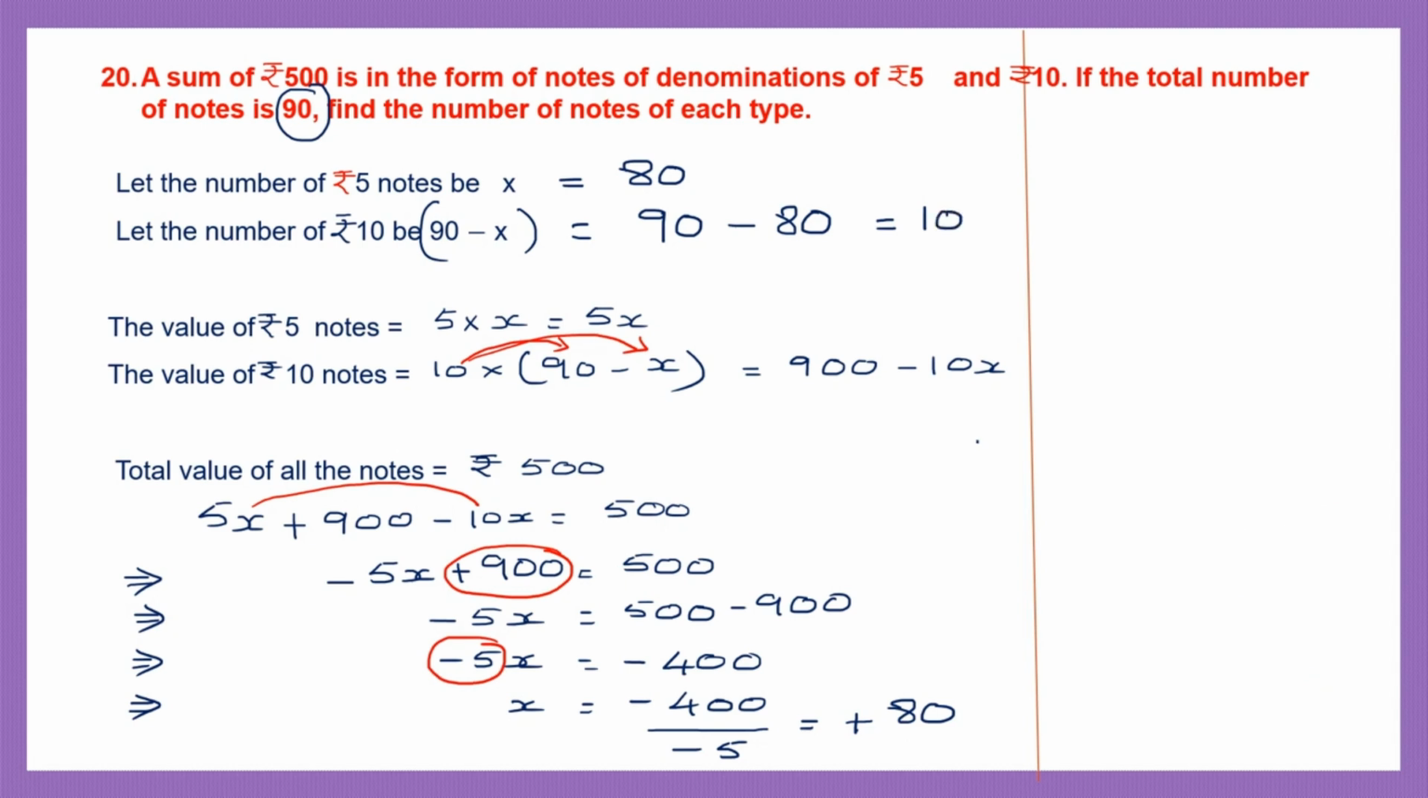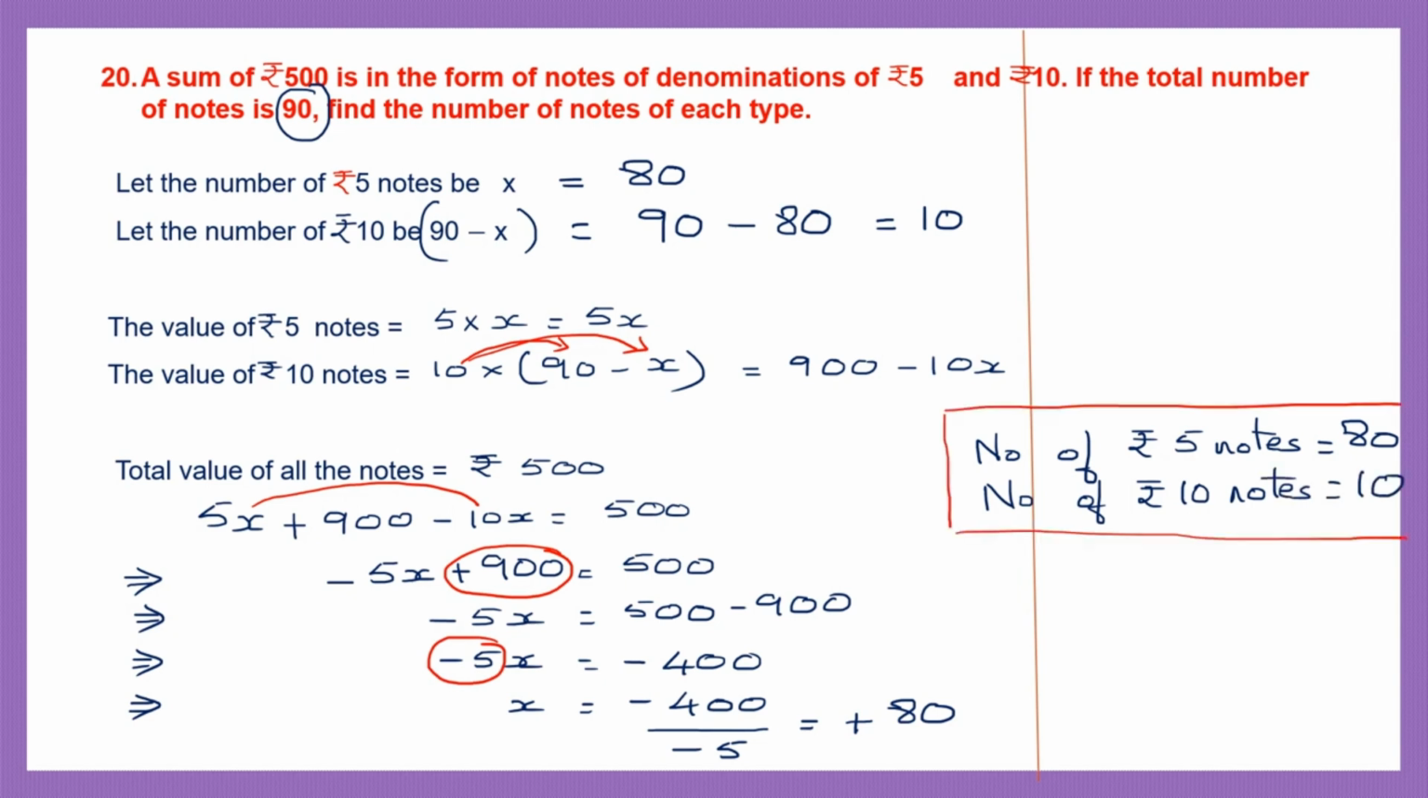The number of 5 rupee notes. So let's write that down. Number of 5 rupee notes is x, which we found out to be 80, and the number of 10 rupee notes is 90 minus 80, which is 10. So now we know we have 80 5 rupee notes and 10 10 rupee notes. So that's our final answer. We have 80 notes of 5 rupees each and 10 notes of 10 rupees each.